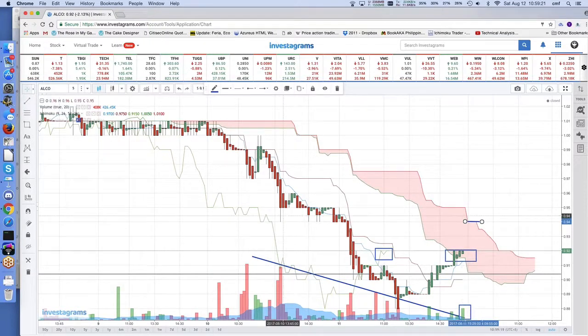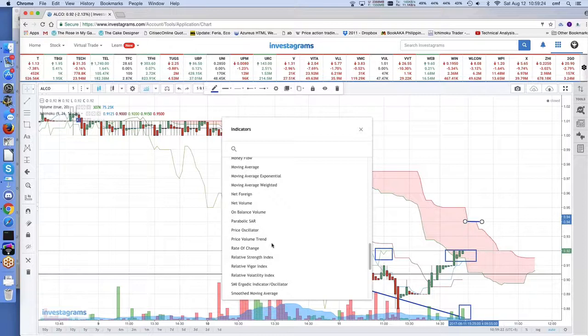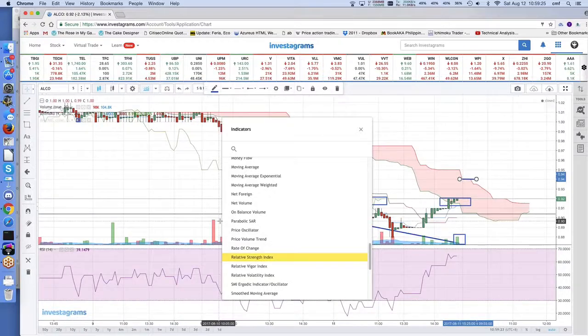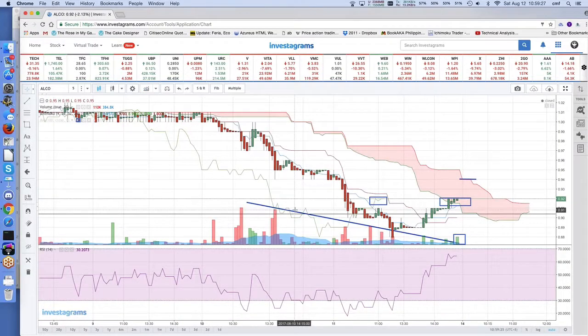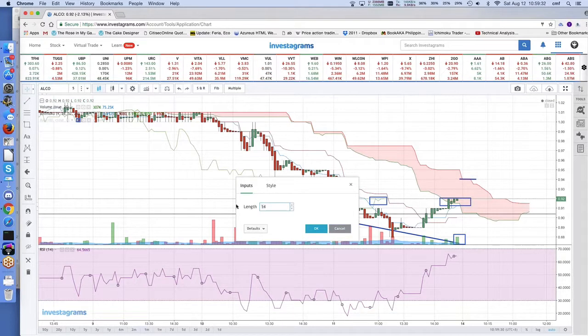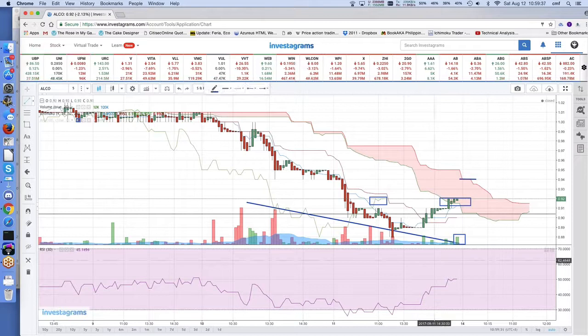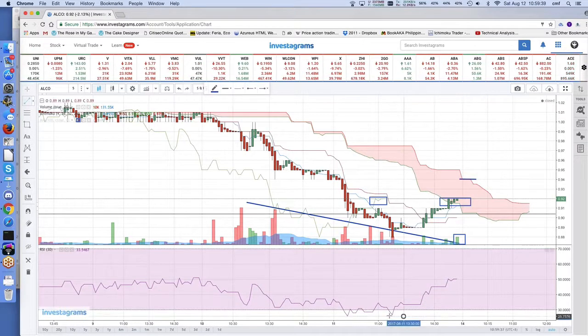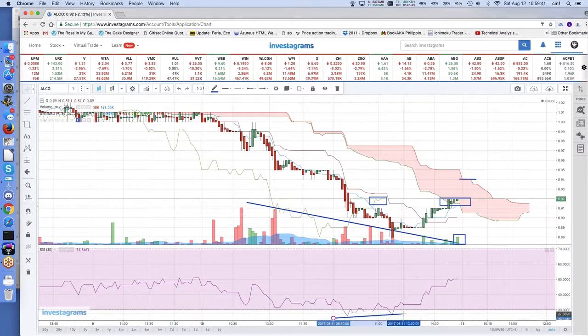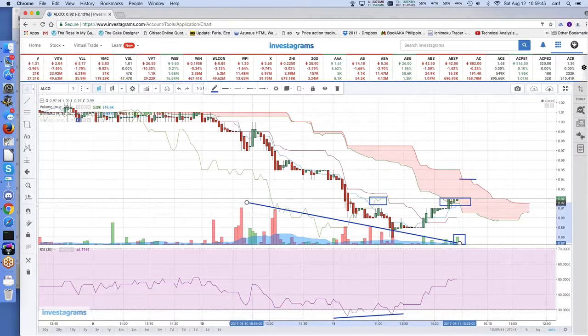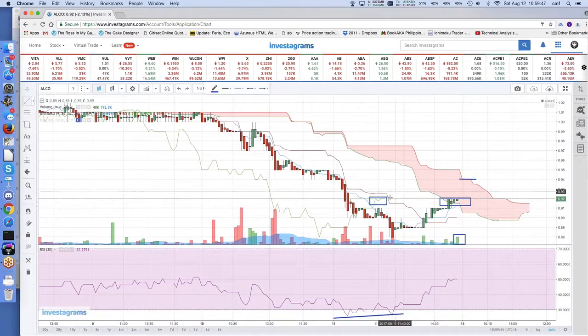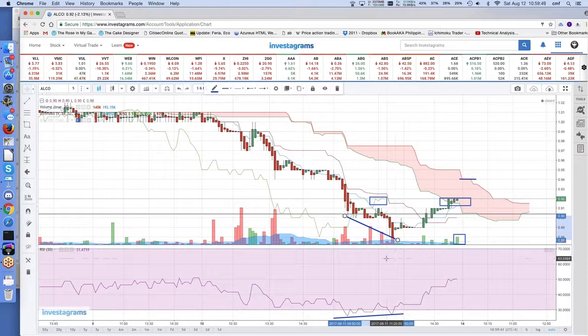Now let's look at the scenario for the indicators, the relative strength index. What do you find in the relative strength index? Let's change the setting to 30. Yep, you find a bullish divergence at this area. There's a bullish divergence here. And then a bullish convergence at this area.